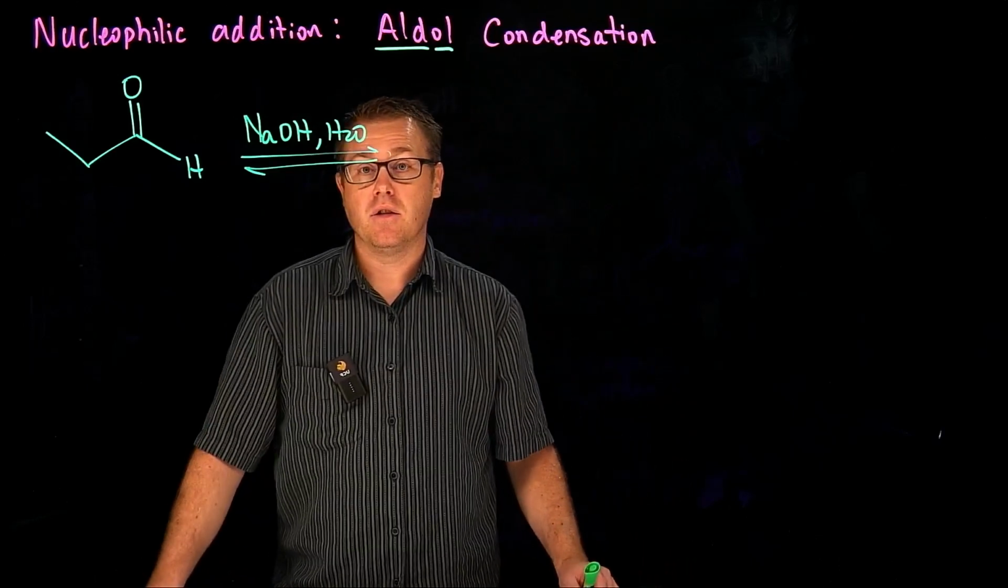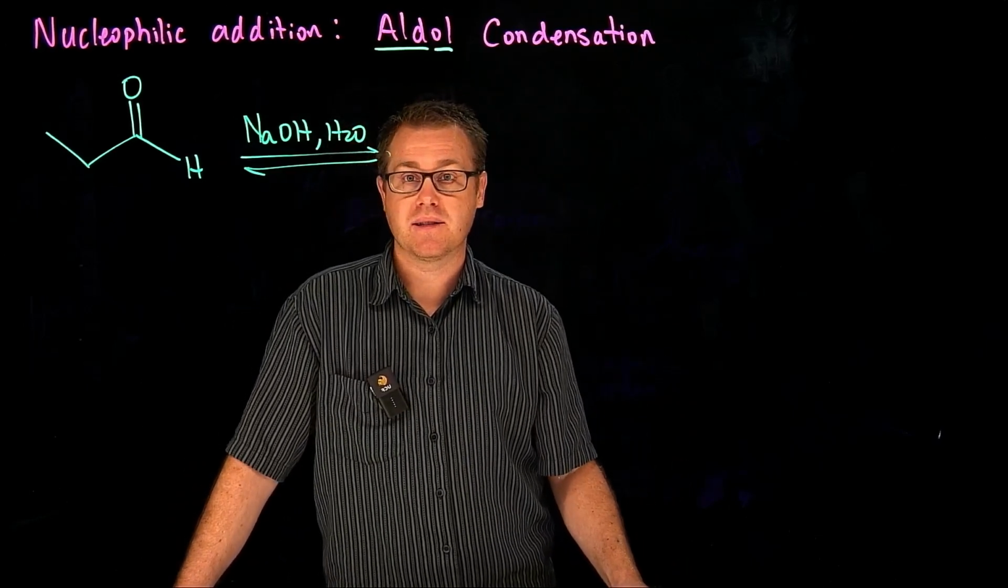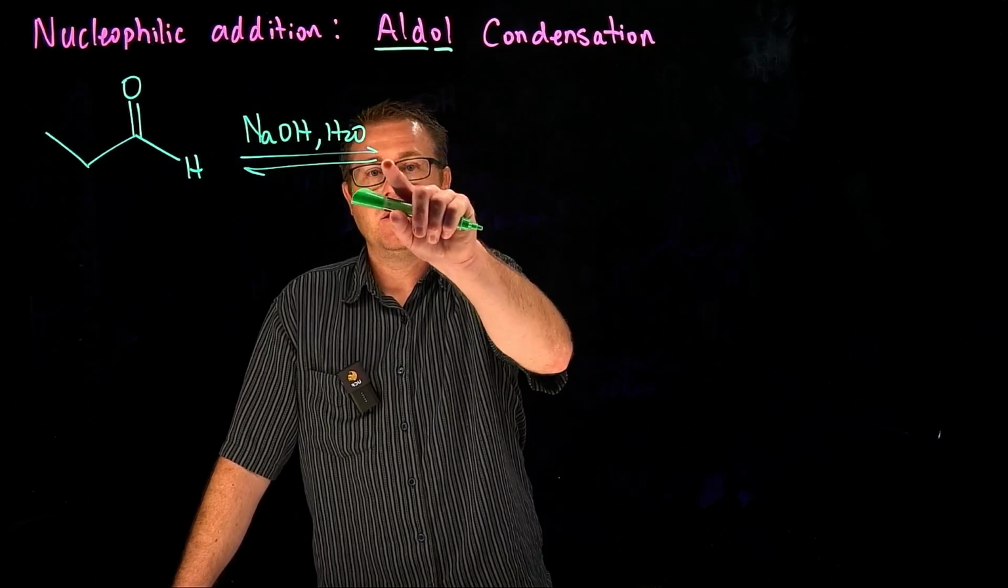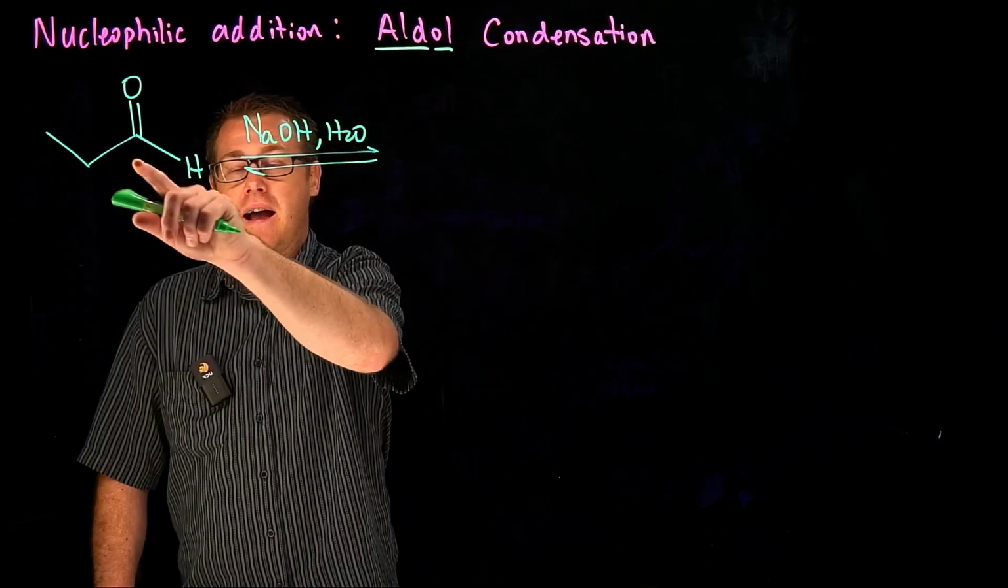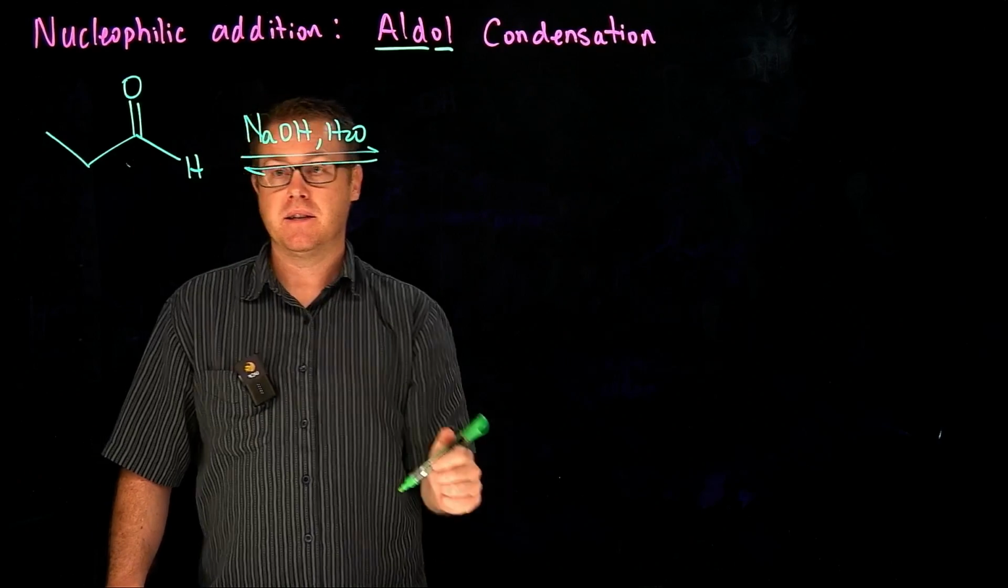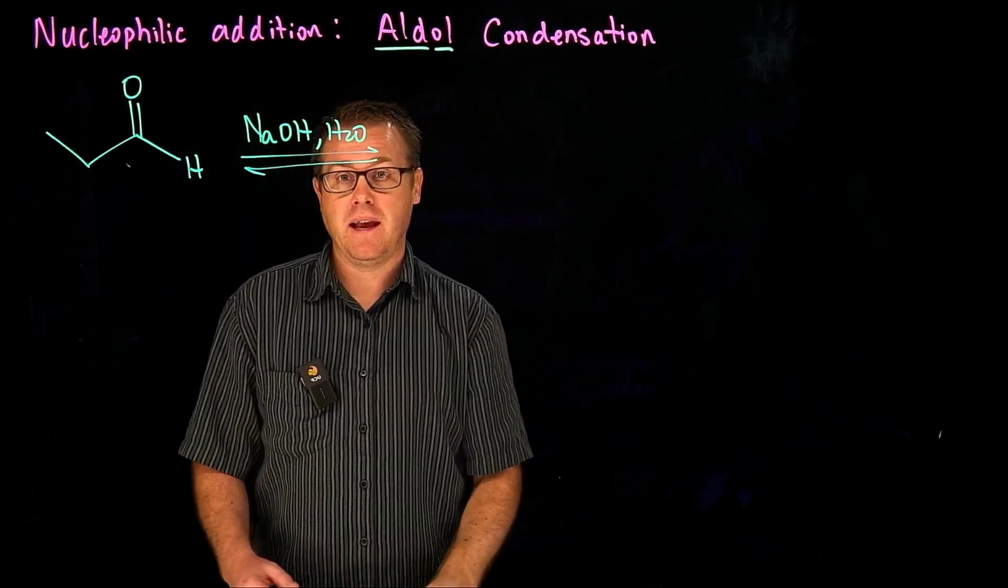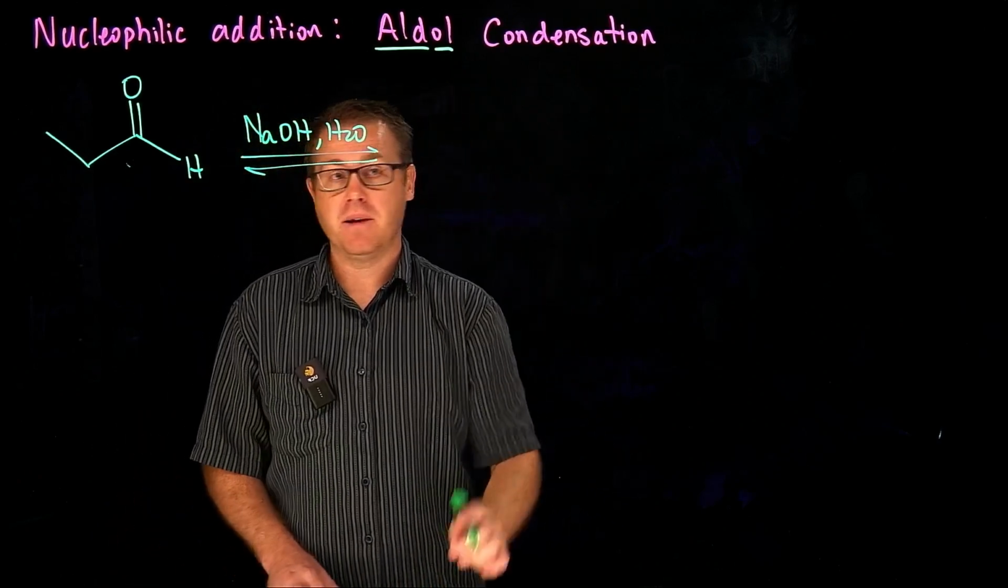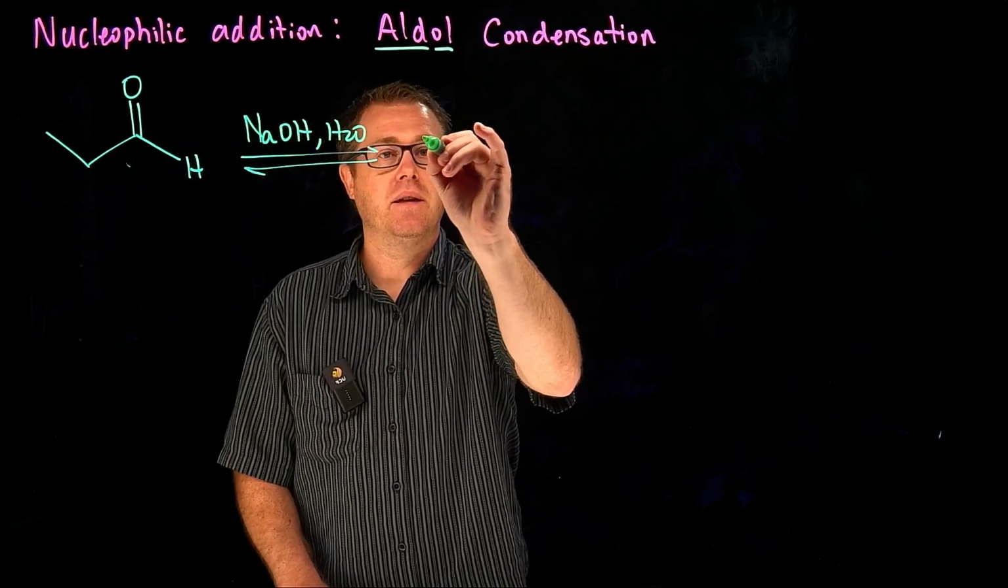Now let's take a look at what's called an aldol condensation reaction. So when we have our aldehyde here under basic conditions, we will form the beta hydroxycarbonyl compound that looks like this.